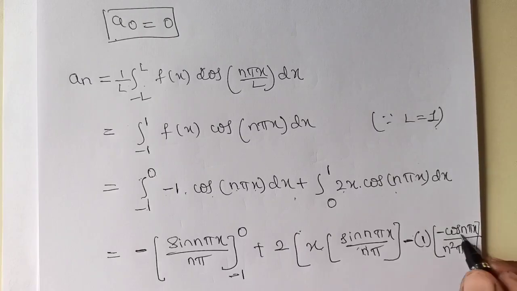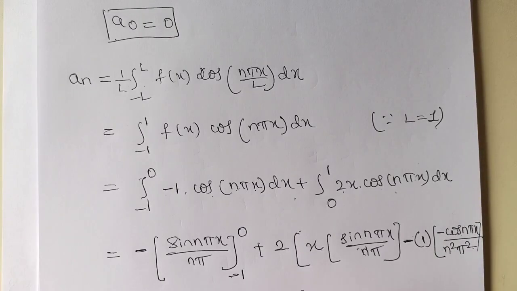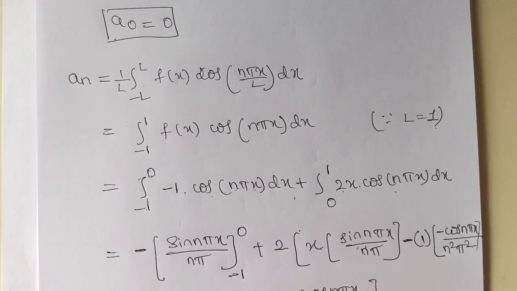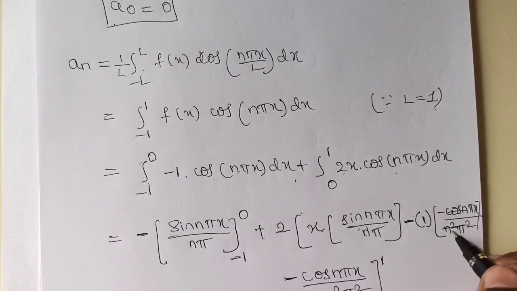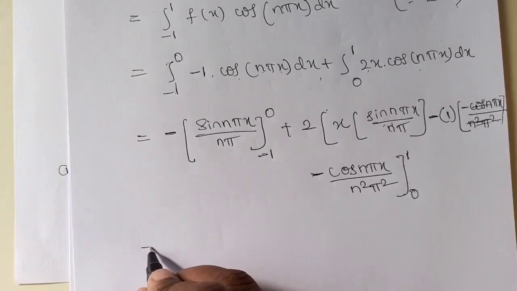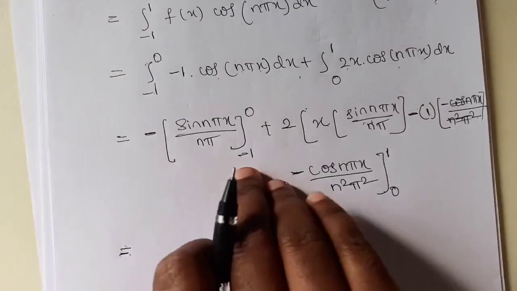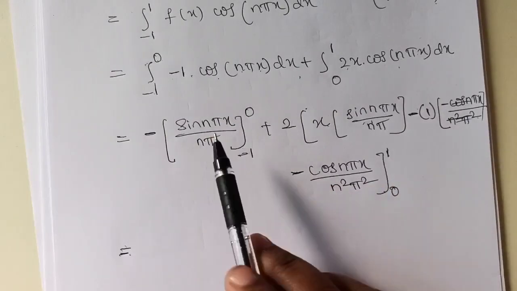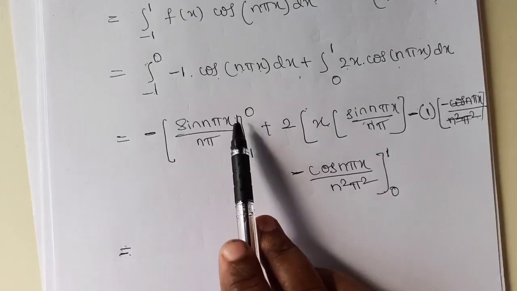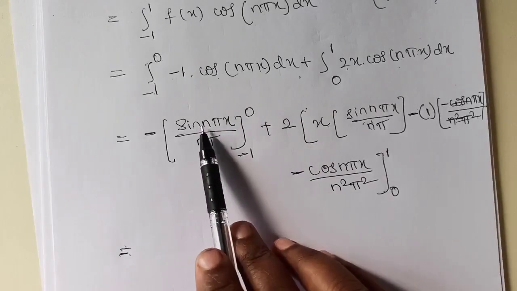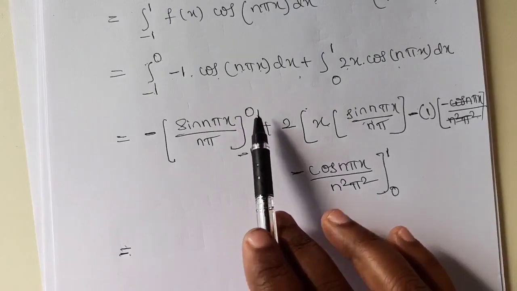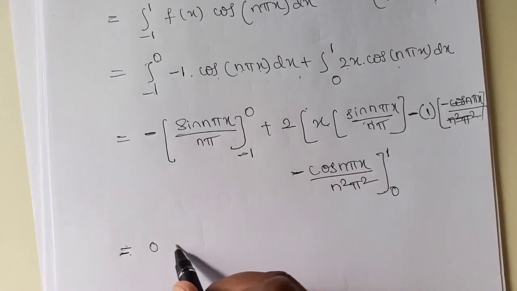So we write this as minus cos(nπx)/(n²π²), and the limits are 0 to 1. This step is written here. Now further simplifying, evaluating the limits, this whole term becomes 0 because sin 0 is 0, while adding the lower limit this becomes sin nπ. We know that sin nπ is 0, therefore this total term becomes 0, plus 2 as it is.